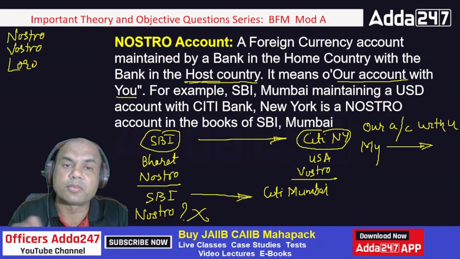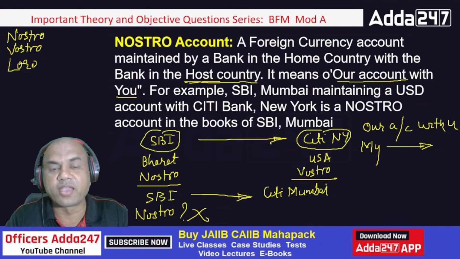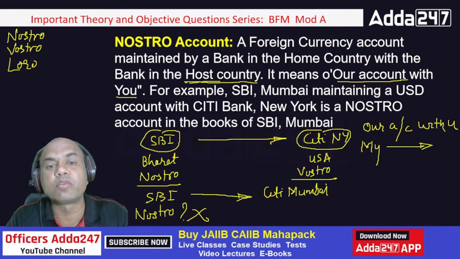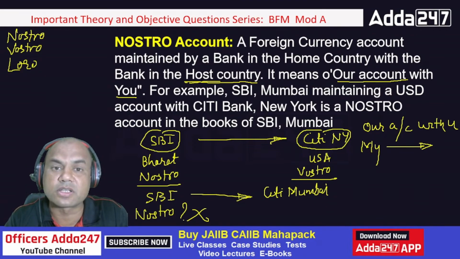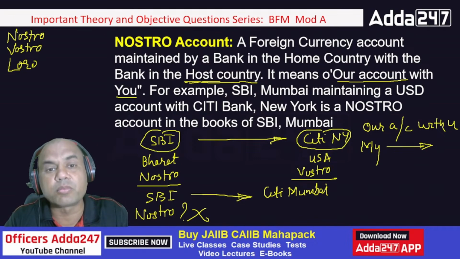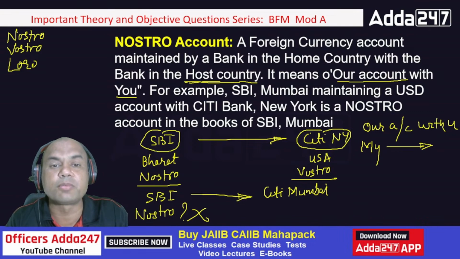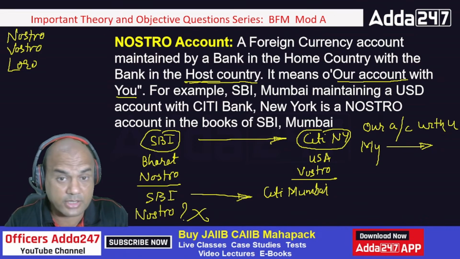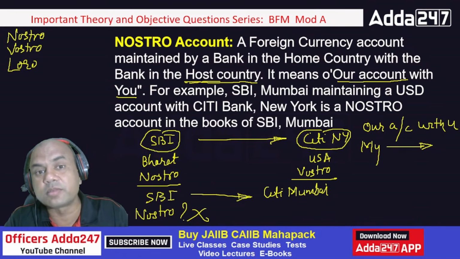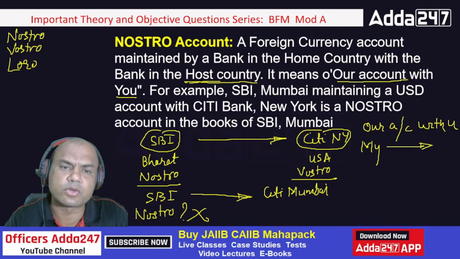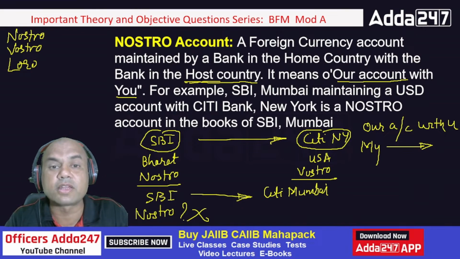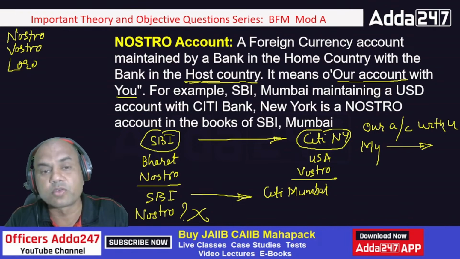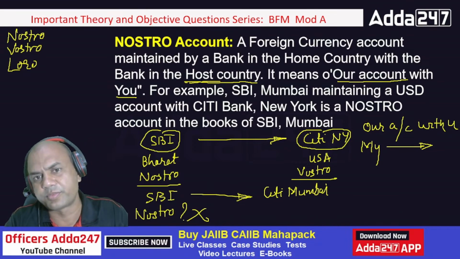Now let me ask you one question. Let me make this question a bit difficult. Bank of Baroda India is maintaining an account with SBI New York branch. Understand this? Bank of Baroda India is maintaining an account with SBI New York branch. So will it be called a Nostro account or no? Type yes or no.